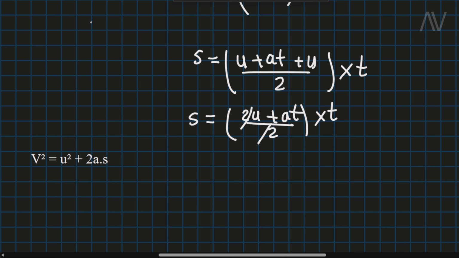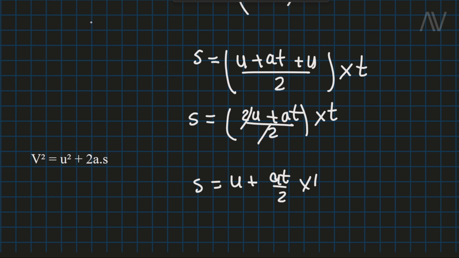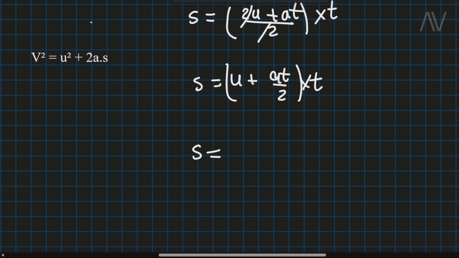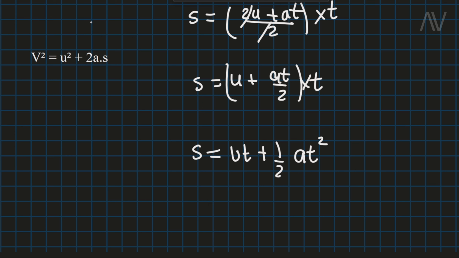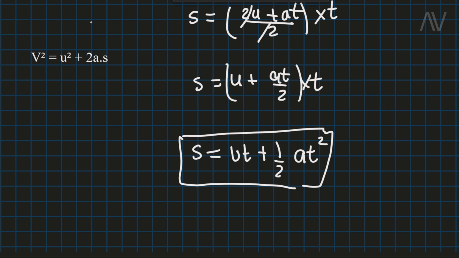We get s as (2u plus at) upon 2 into time. Dividing this, we get s is equal to (u plus at by 2) into time. So s is equal to ut plus half at square. And this is the second equation of motion which we derived from the algebraic method.